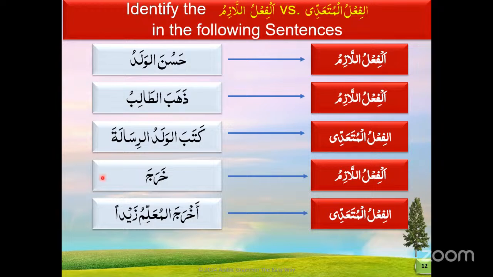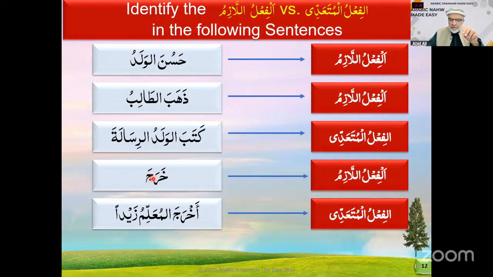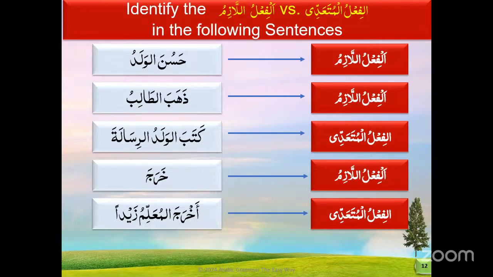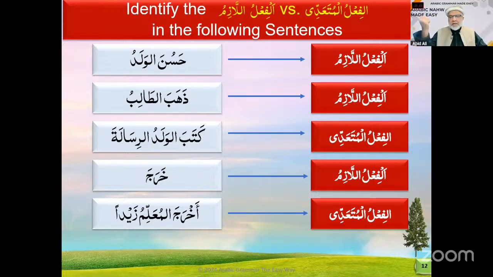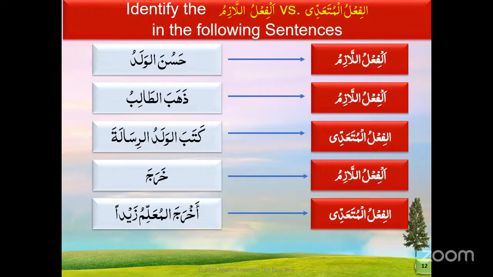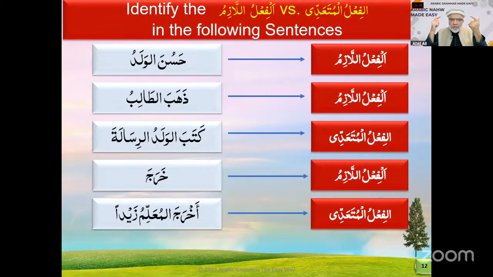So it is also very important to know that when you move from form 1 to form 4, you are basically changing the role of the verb from fi'lul lazim to fi'lul mutaaddi. Because if you say the teacher sent out or made somebody go out, then the question arises in your mind, who did he make go out? So the sentence is not complete unless you know who he did it to.